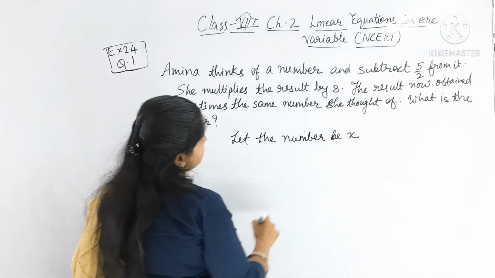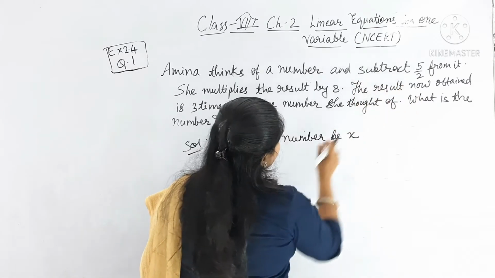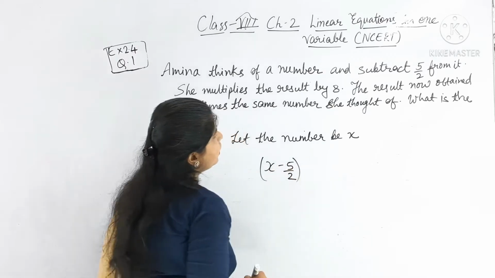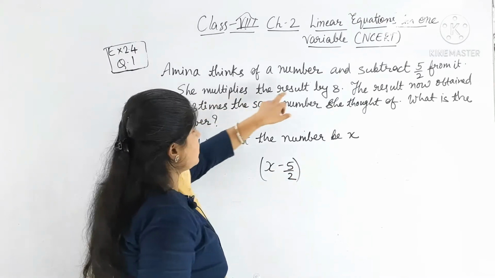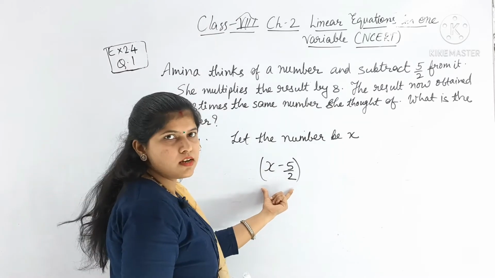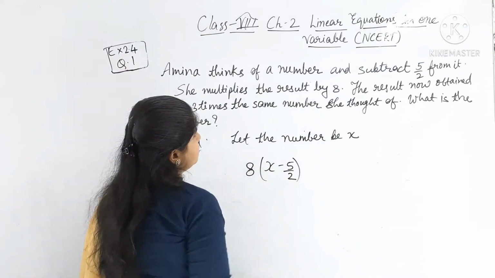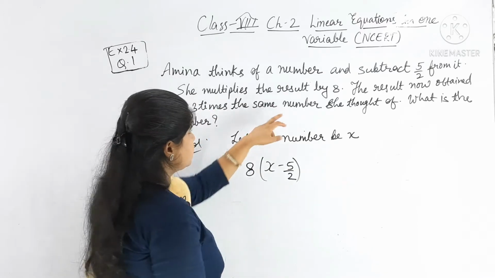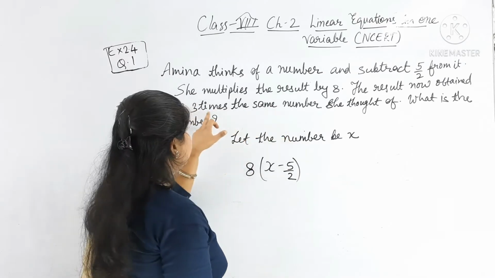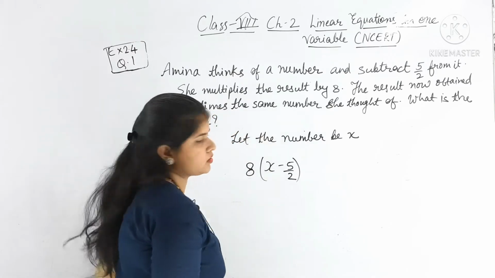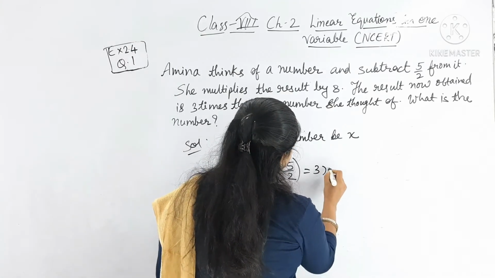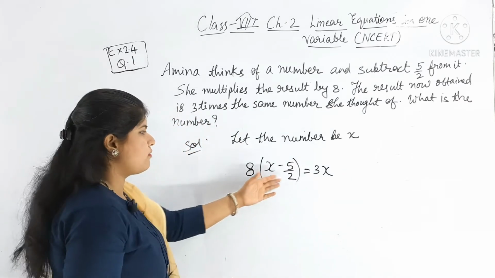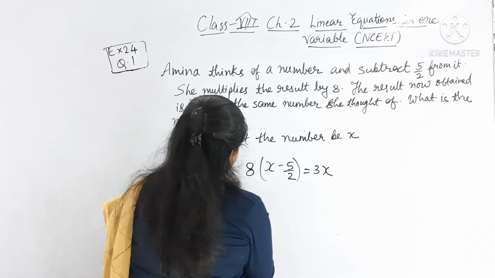Let the number be x. So we have to subtract 5 by 2 from it: x minus 5 by 2. Now she multiplies the result by 8, so this will be the result, and we have to multiply it with 8. The result now obtained is 3 times the same number. This number is x, and 3 times means we have to multiply, so this is 3x. So we get the equation from this. Now we have to solve for x.